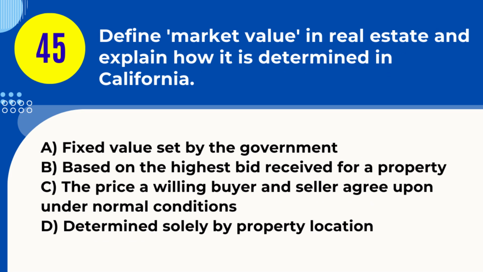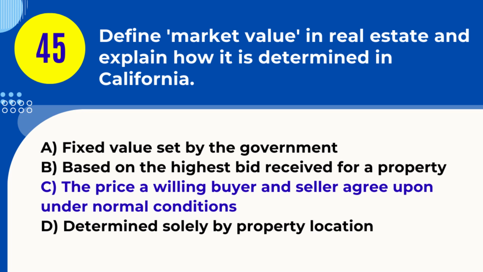Question 45. Define market value in real estate and explain how it is determined in California. A. Fixed value set by the government. B. Based on the highest bid received for a property. C. The price a willing buyer and seller agree upon under normal conditions. D. Determined solely by property location.